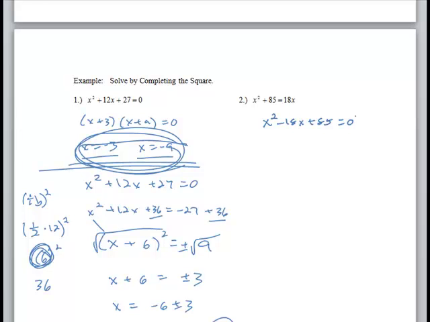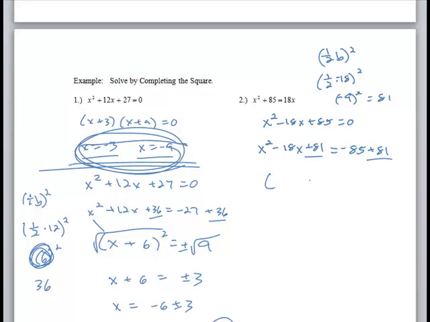Begin by making sure a is equal to 1. It is. Now what we're going to do is move that constant over to the right hand side, subtract 85 from both sides, and then off to the side of our paper compute 1/2 b squared. Well, in this case b is equal to negative 18, so 1/2 times negative 18 is negative 9. Negative 9 squared is a positive 81. So add 81 to the left hand side of the equation, add 81 to the right hand side.